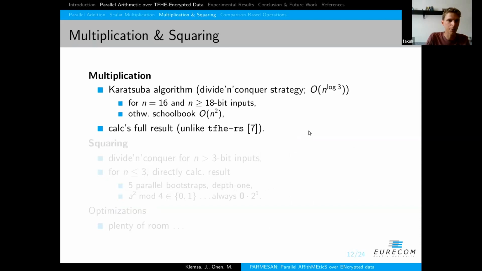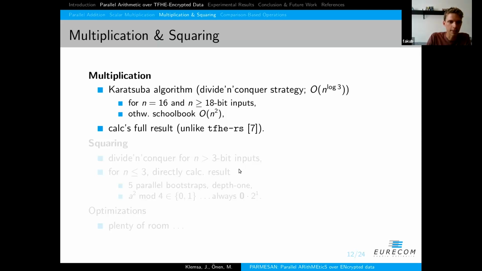For multiplication, we employ the Karatsuba algorithm, which uses a divide and conquer strategy and achieves O(n^log2 3) complexity. We use this only for longer inputs, namely 16 bits and longer. Otherwise, standard schoolbook multiplication is better.